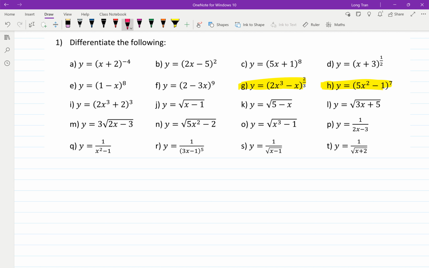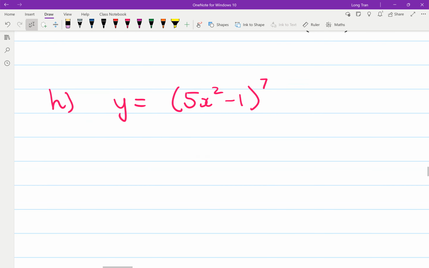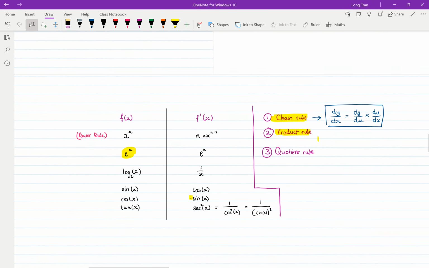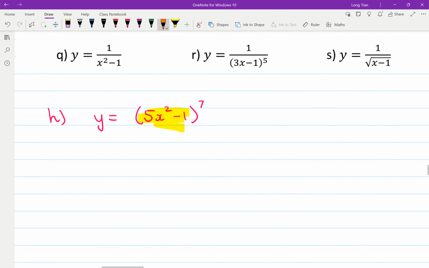Let's do H first, just because it looks a bit nicer. Y is equal to bracket 5x squared minus 1 to the power of 7. Okay, so we don't know how to do the derivative of something like this. We don't have a rule for that. None of the 6 rules that I just gave you has more than one term. The only thing we have is one variable to the power of n. This question is more than one variable.